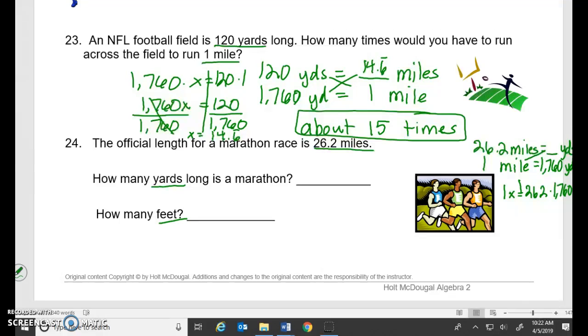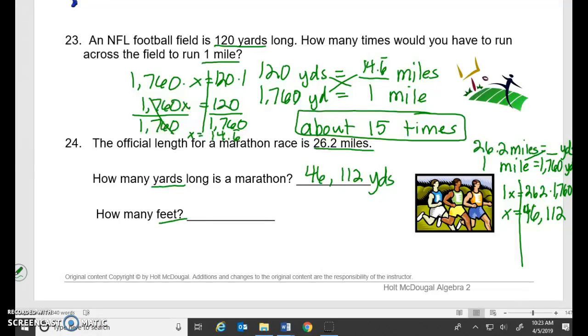All right, draw your line, and let's solve it. X equals what? Use your calculator. Let me know when you find it. Okay, so we ended up with 46,112 yards, right? Okay, so now we found 26.2 miles equals 46,112 yards. They want us to take that and switch it into feet.